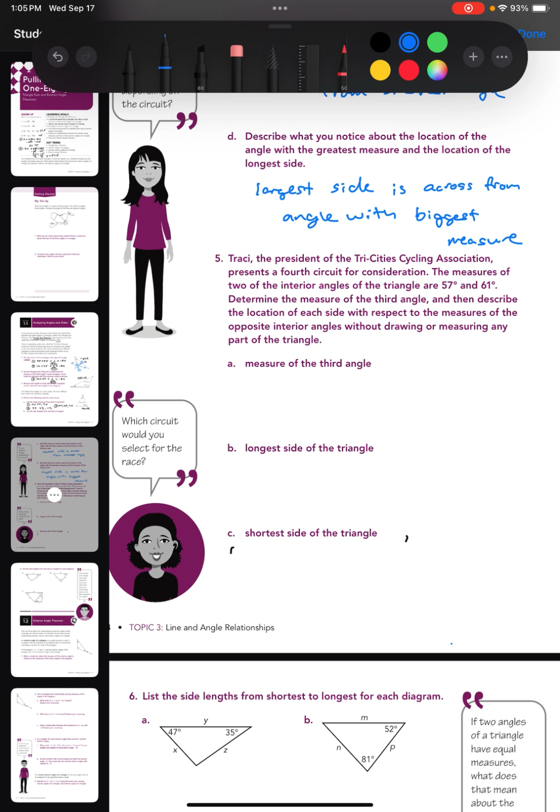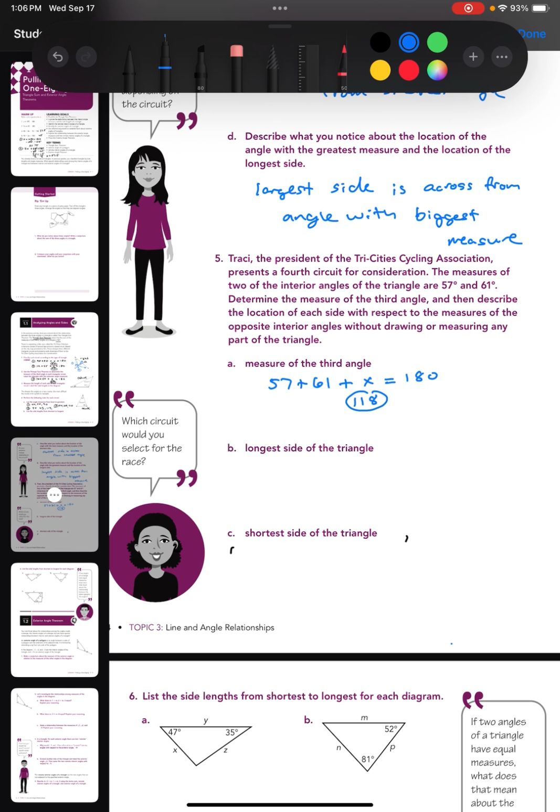So 5, Tracy, the president of the Tri-City Cycling Association, presents a fourth circuit. The measure of the two interior angles of the triangle are 57 and 61. Determine the measure of the third angle, then describe the location of each side with respect to the measure of the opposite interior angle. Okay, well, the third angle we would have to add to 57 and 61 to get to 180 would be 118. So there's our third angle. So we got three angles of 57, 61, and 118.